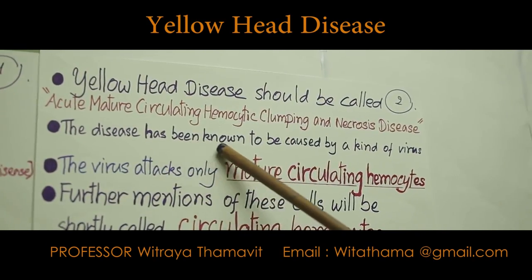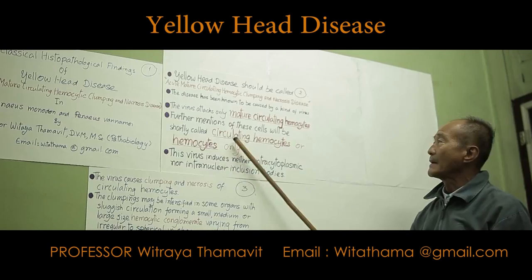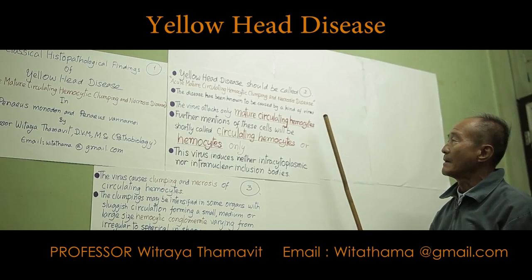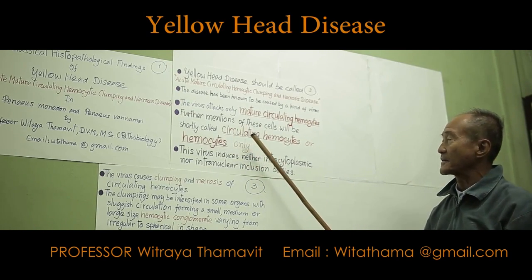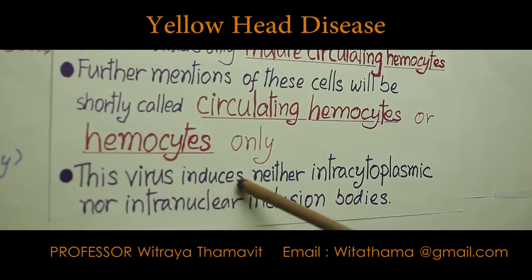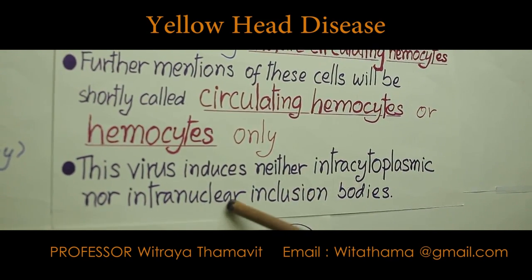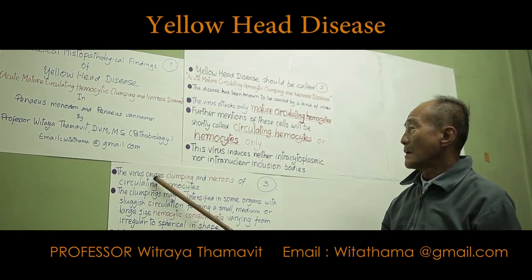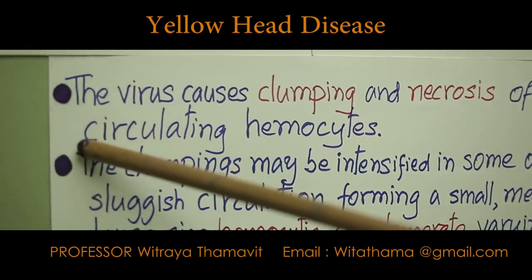The disease has been known to be caused by a kind of virus. The virus attacks only mature circulating hemocytes. From now on, if I mention this cell, I will call it shortly circulating hemocyte or hemocyte only. The virus induces neither intracytoplasmic nor intranuclear inclusion body. The virus causes clumping and necrosis of circulating hemocytes.